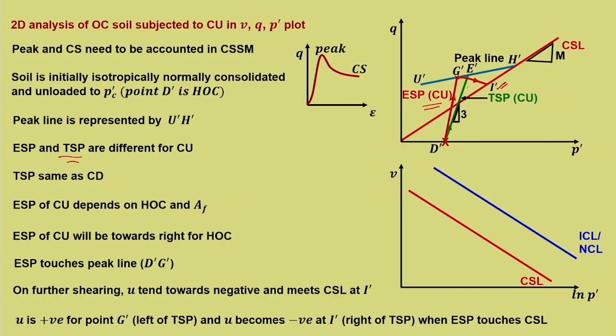Now, the relative position of this keeps changing depending upon the state of the soil and the soil type, and towards the end it comes towards the right of the total stress. So, this is because the pore water pressure is negative for I dash.